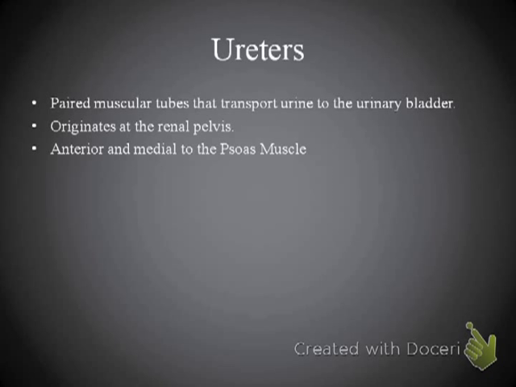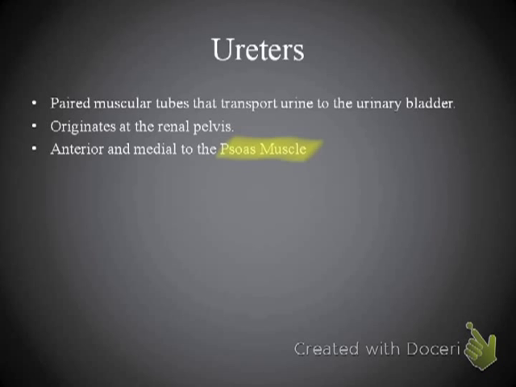And so as we exit out of the kidneys, we come to the ureters, which are paired muscular tubes that transport urine to the urinary bladder. They will originate at the renal pelvis, and they're anterior and medial to the psoas muscles. And so as we look at it, keep that in mind that your ureters are always going to run slightly anterior to the psoas muscles.